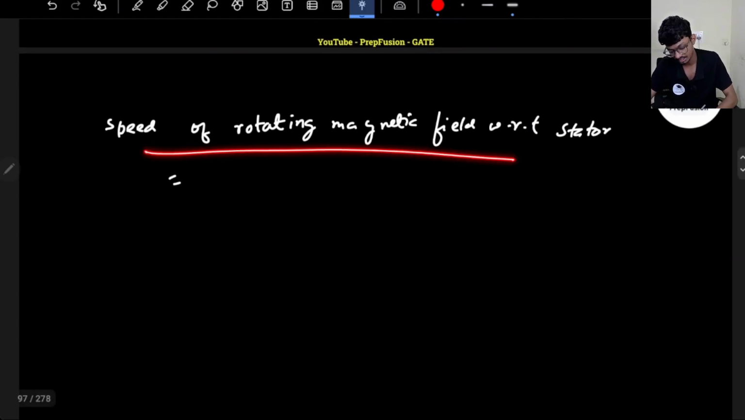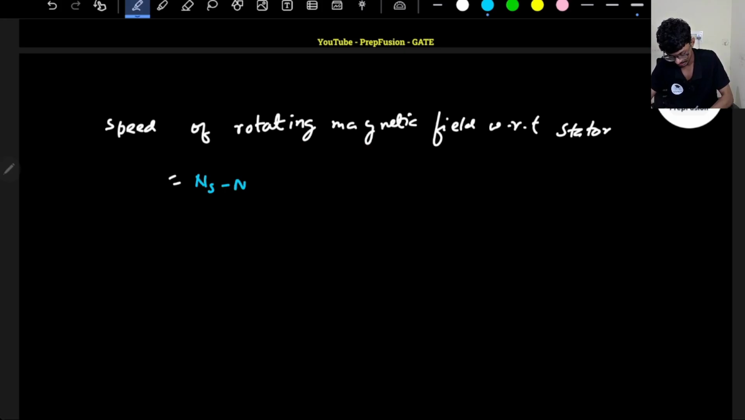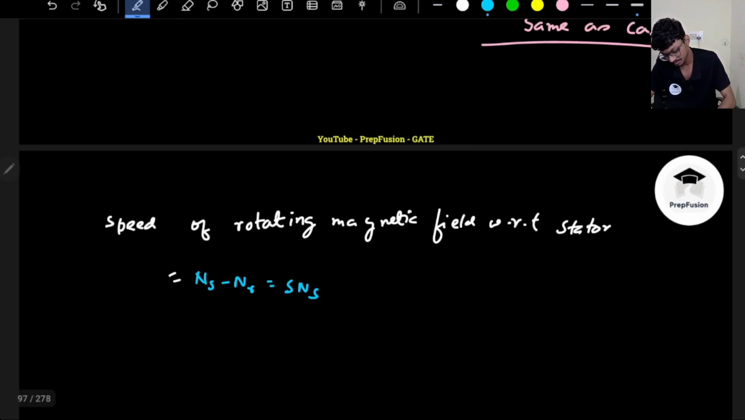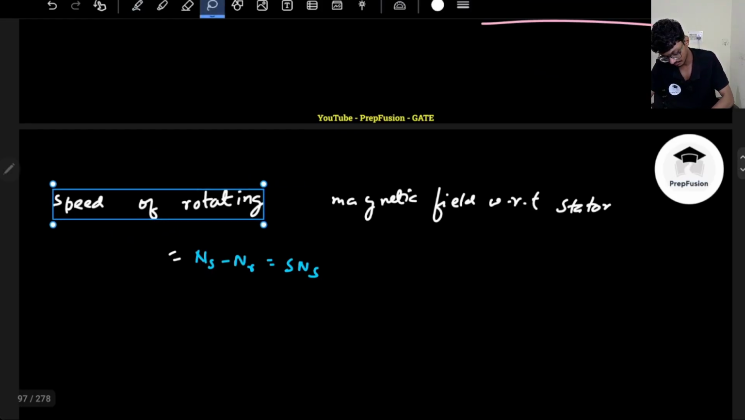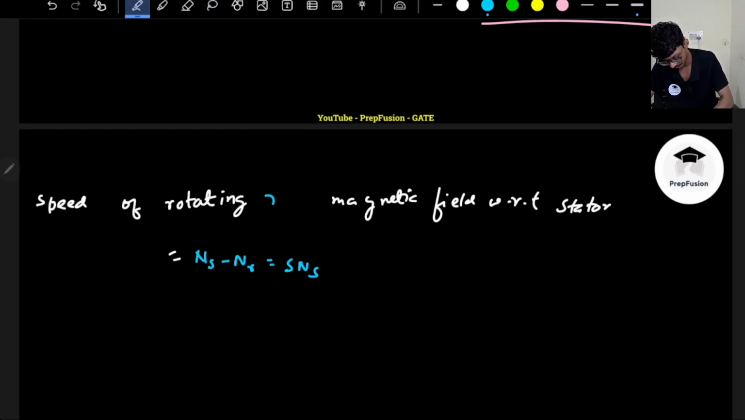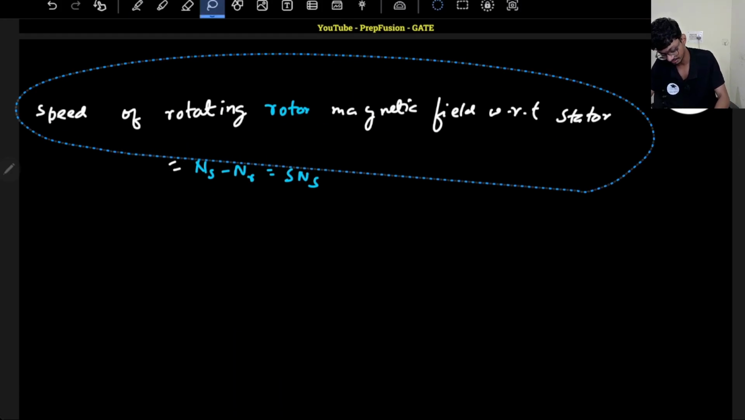The speed of the rotating magnetic field with respect to stator, basically it is asking the absolute speed because stator itself is not rotating. So it will be ns minus nr simply, right? That is equal to s into ns. So if you observe, what is the speed of the rotating rotor magnetic field with respect to stator, and what is the speed of the rotating stator magnetic field?